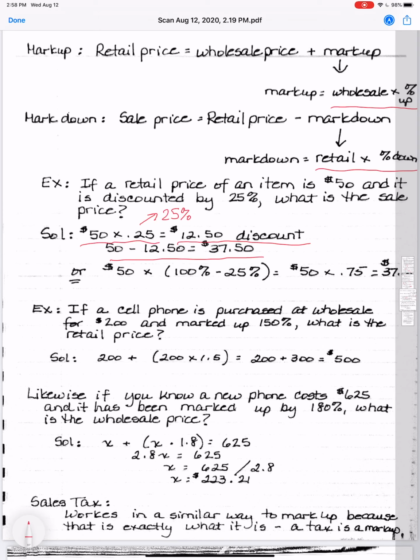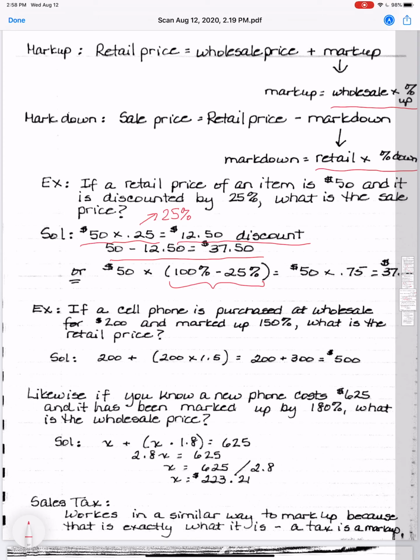The other way you can do that is to subtract your discount percent from 100%, and that is going to give you a discount of 75%. So if you take your original price times 0.75 or 75%, you're going to get to the same answer.